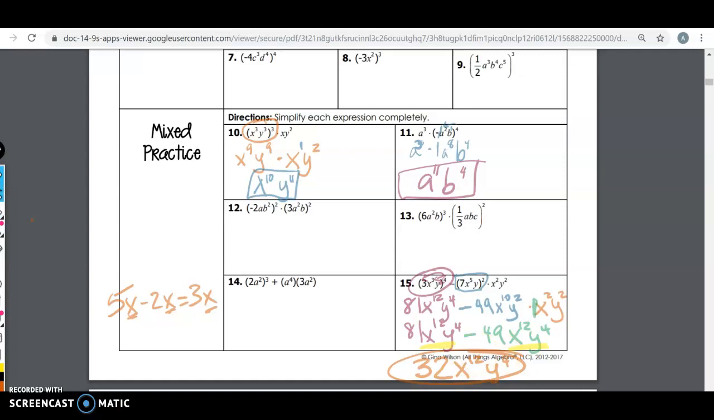Write down what questions you guys have on product rule and power rule, and also combining like terms. I know we did everything in that one problem.